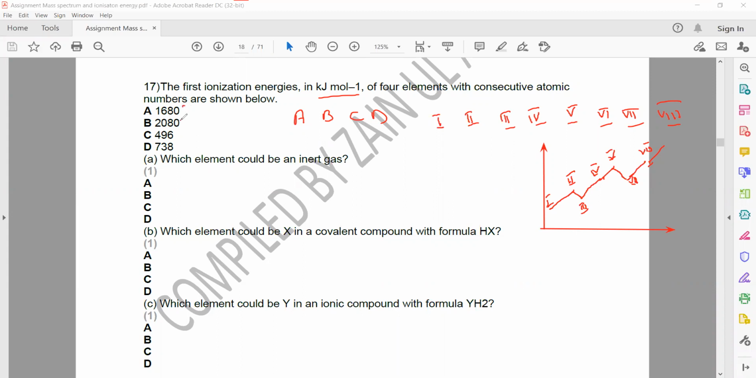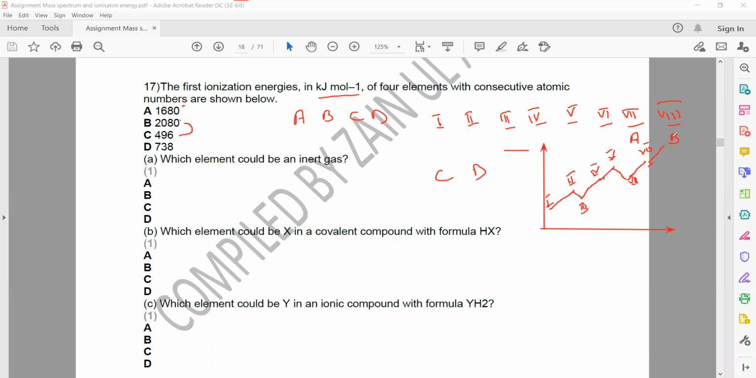So first, what is happening? From A to B the ionization energy increases, then C decreases, and D increases. But you can see that for C there's a big decrease from B to C. So what does it show? It shows the period changes. What does it mean? It means that A belongs to group 7, B belongs to group 8, then C belongs to group 1, and D belongs to group 2.